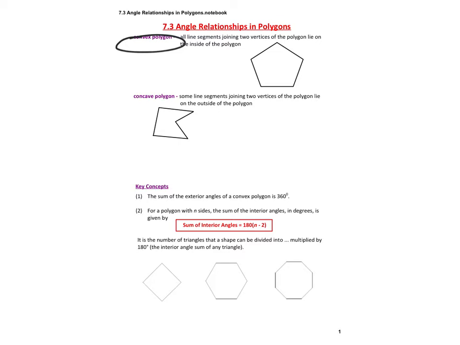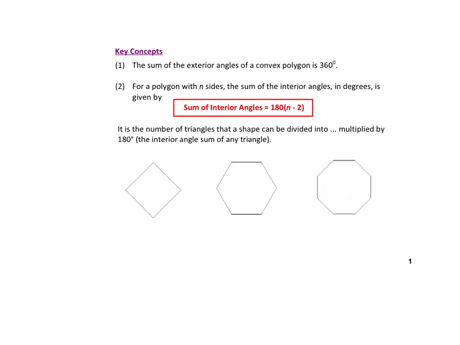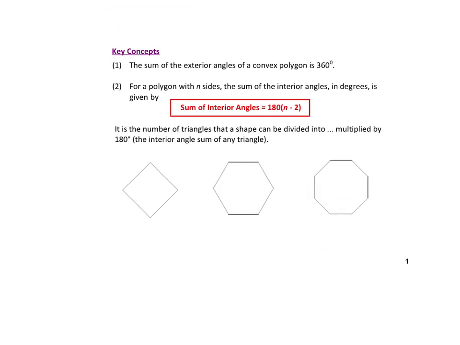Okay. So we have two key concepts here. The sum of exterior angles of a convex polygon is always 360 degrees. So it doesn't matter how many sides, it's 360 degrees. And then also, for a polygon where n represents the number of sides, the sum of the interior angles in degrees is given by the formula 180 times n minus 2. So we can find the sum of the interior angles of any polygon as long as it is convex is the idea here.